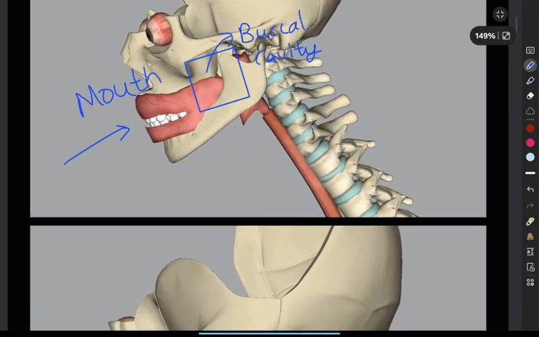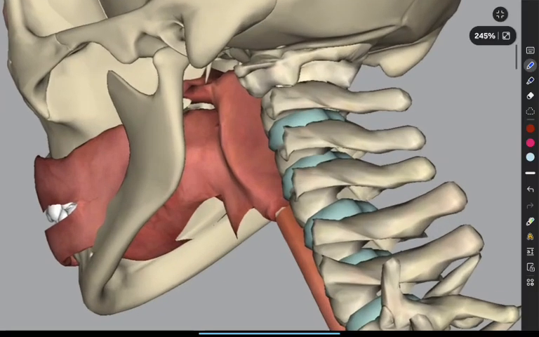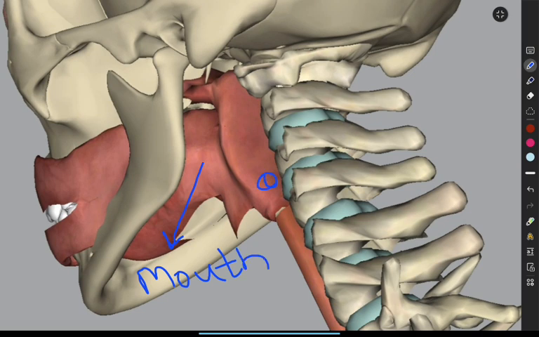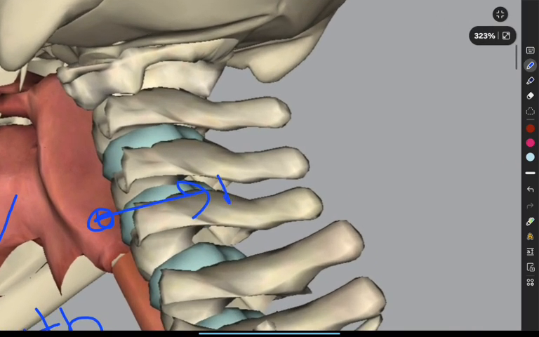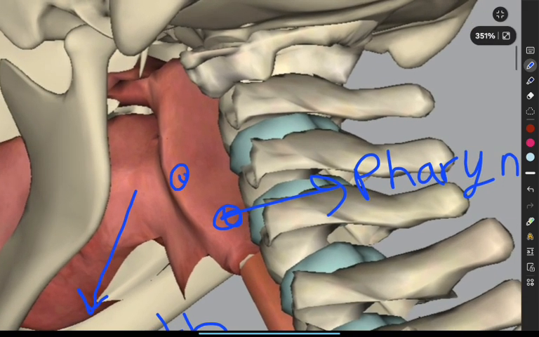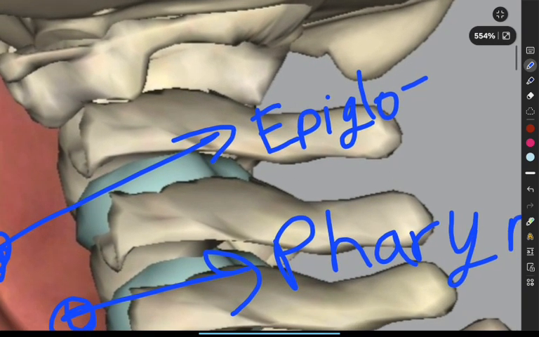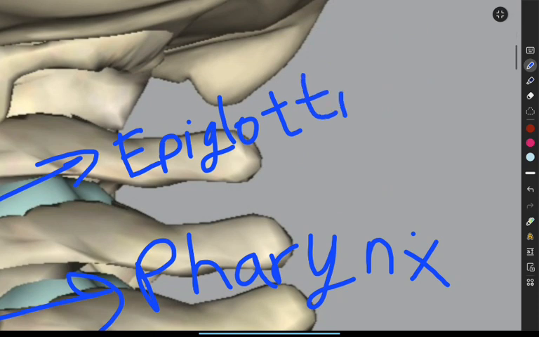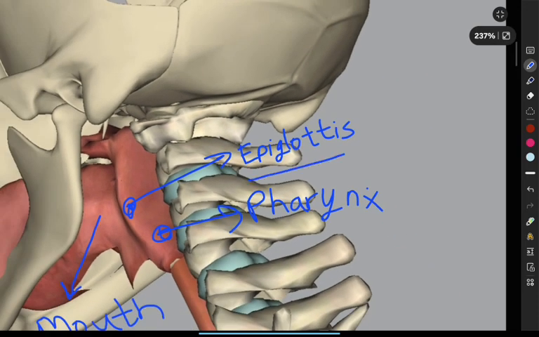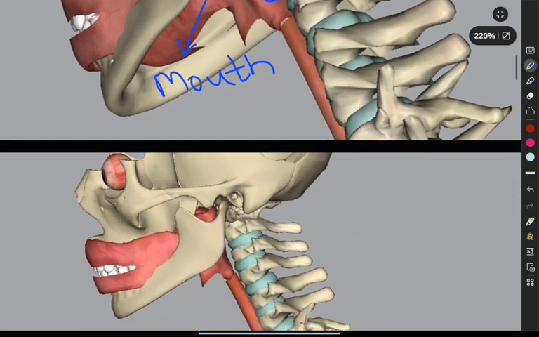Okay, now let's see the dorsal side of it. So this was our mouth, this is the pharynx, and in the middle is the epiglottis. The function of this epiglottis is just to prevent the food from entering the windpipe.